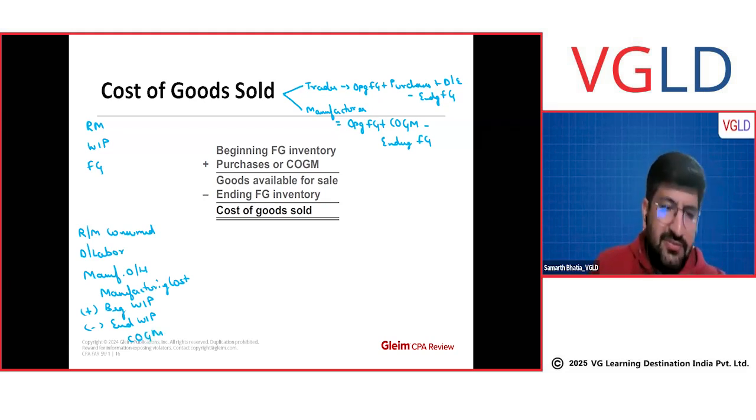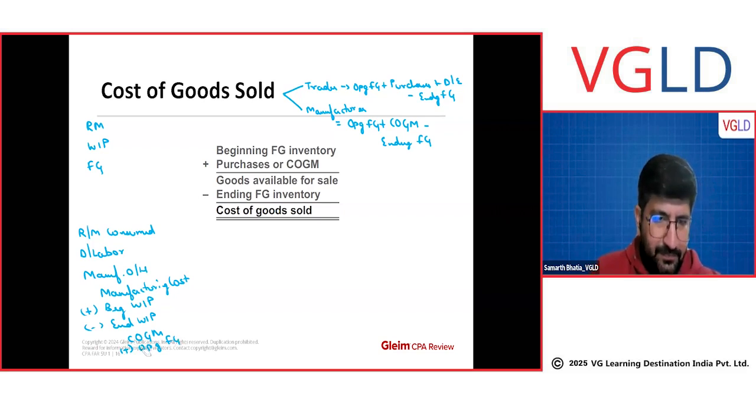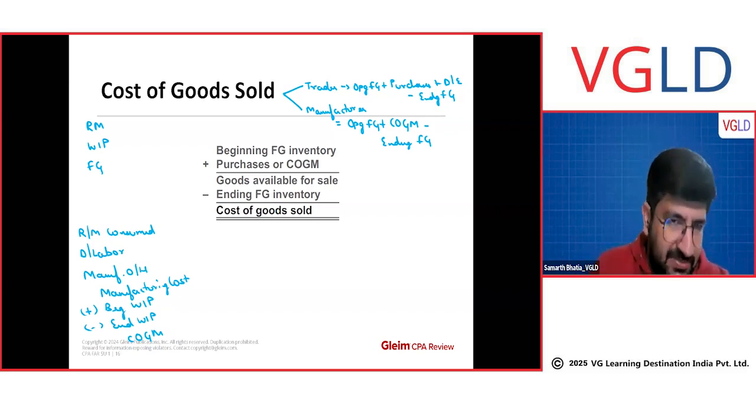Okay, so to the cost of goods manufactured, when you add opening finished goods inventory and you subtract the ending finished goods inventory, you get the cost of goods sold. So this is how we can calculate the cost of goods manufactured as well.